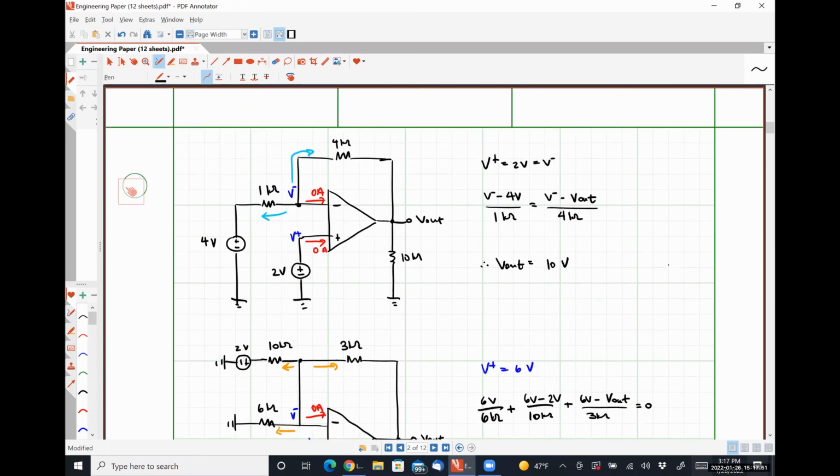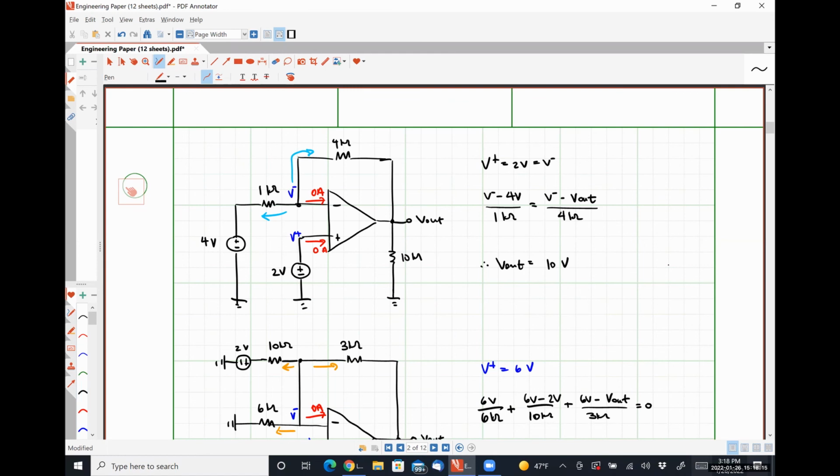Absolutely. So that's a fantastic question. Okay. So if the output voltage is non-zero, then there is a voltage drop of V out over the 10 kilo ohm resistor, which means there's current flowing through the 10 kilo ohm resistor.